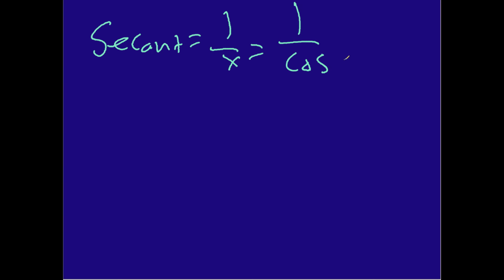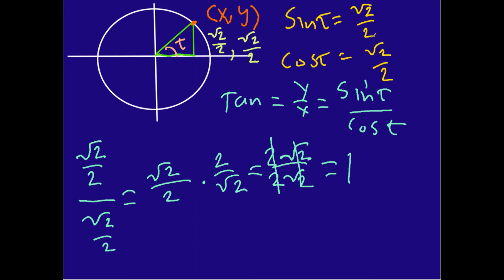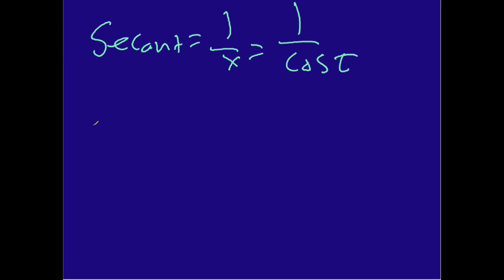Not cosecant, secant. There's a big difference. So secant is 1 over x, or you can say 1 over cosine of t, whatever your t value is. Remember, when I say t, I'm referring to this unit circle right here. So if I wanted to do this, it would be 1 over the square root of 2 over 2. And if I put that, it'd be like 1 over 1 times 2 over the square root of 2.